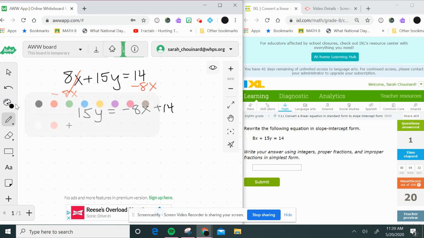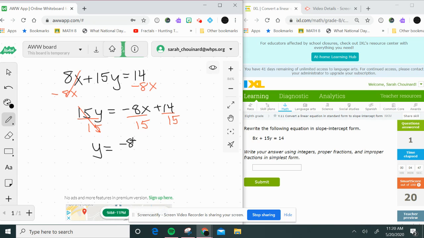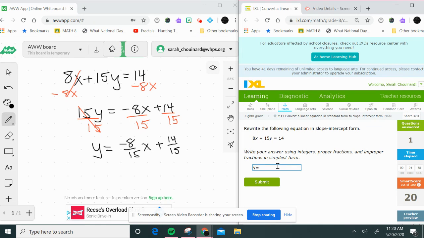And then I need to get rid of the coefficient of y by dividing every term in this equation by 15. I have to divide all 3 terms. So that gets rid of the 15, the coefficient of y, leaving me with y equals negative 8/15 x plus 14/15. Neither of those fractions can be simplified, so that's going to be my final answer. Y equals negative 8/15 x plus 14/15.